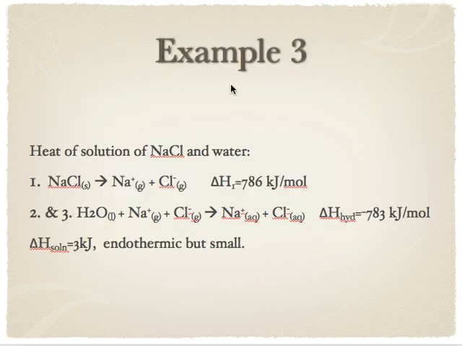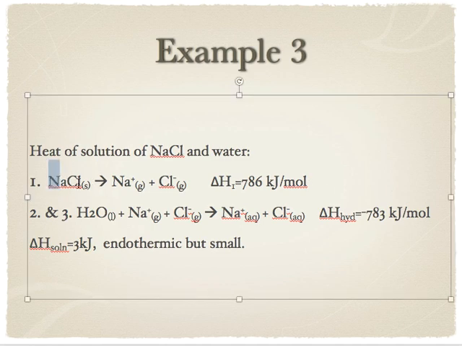I have a third example here. Heat of the solution. So if I'm putting table salt in water, my first step, we're looking at the lattice energy right here. And if you look, this is a lattice energy reaction here. I am taking a solid and I'm taking it apart into its gaseous ionic components. And so the lattice energy for table salt is 786 kilojoules.